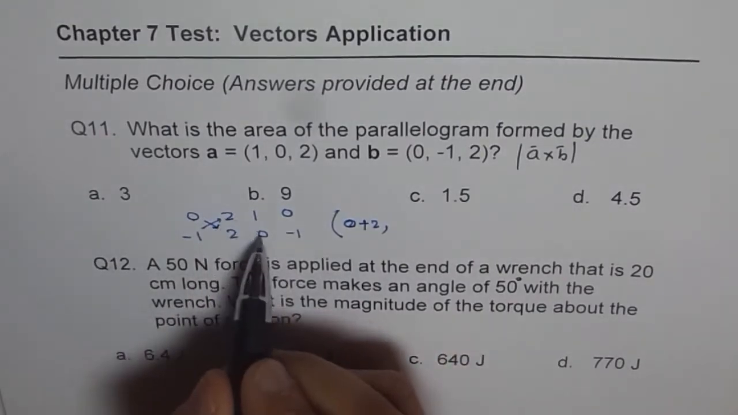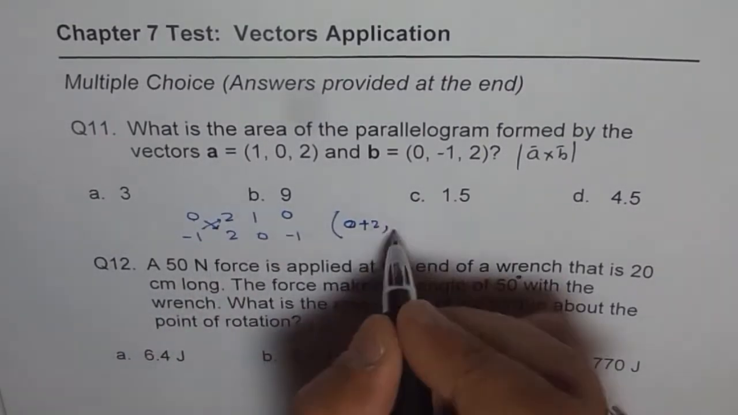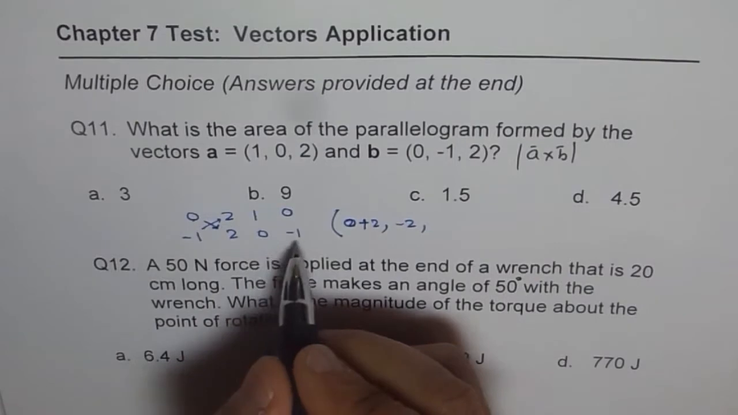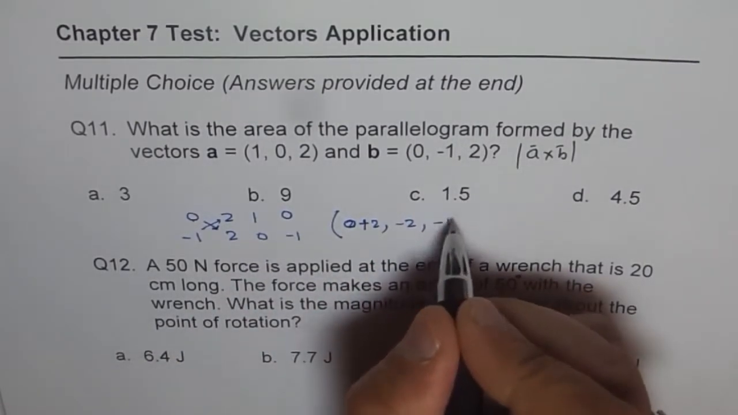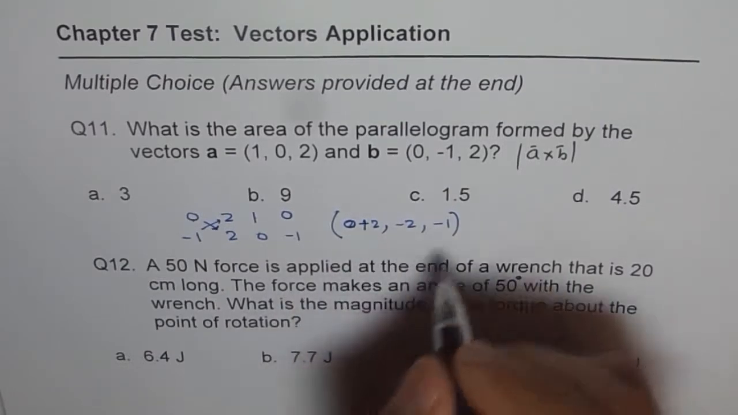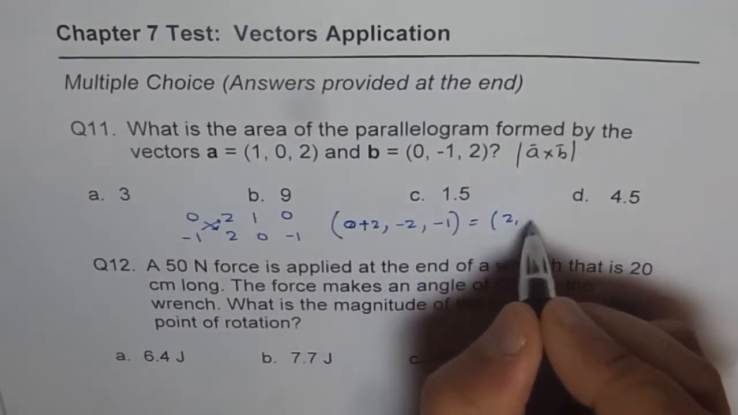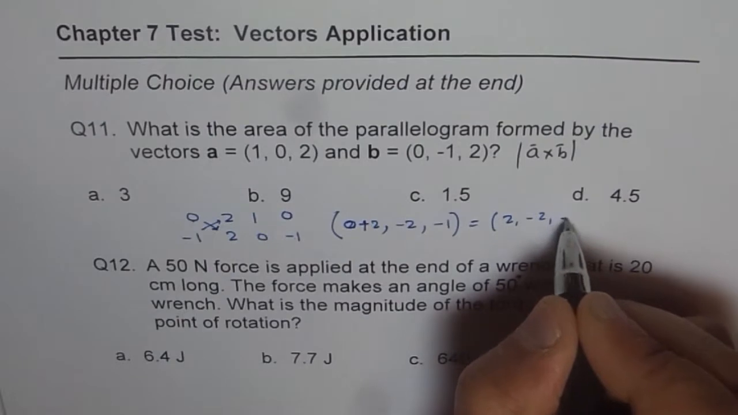The next one is 2 times 0 is 0, minus 2. So we'll write minus 2 here. And the third one is minus 1, and minus 0, so I'm just writing minus 1. So these are our components, which are basically 2, minus 2, and minus 1.